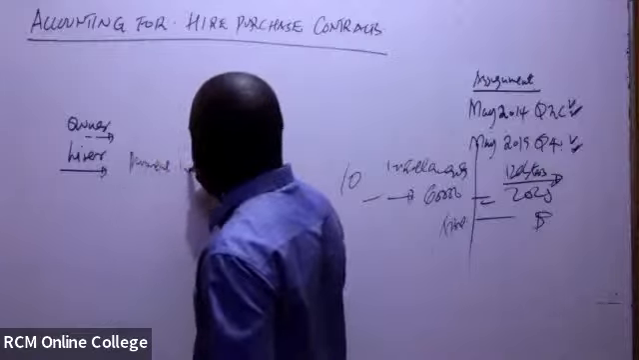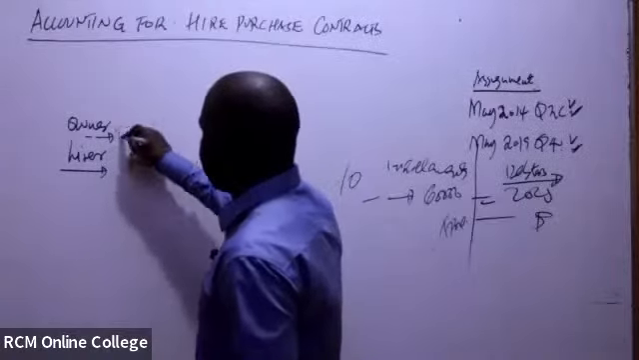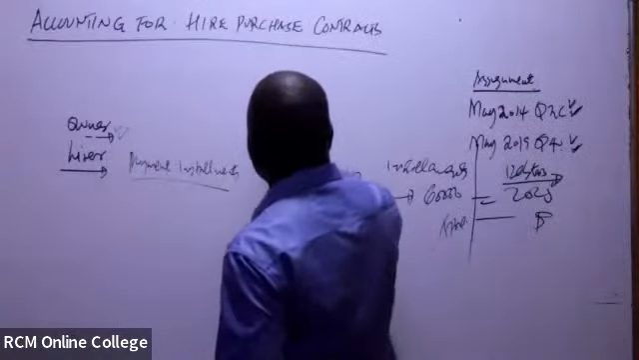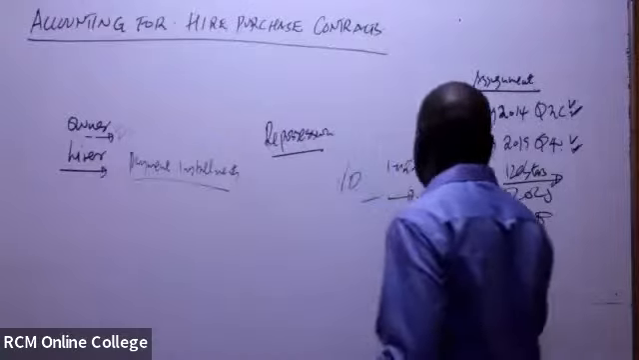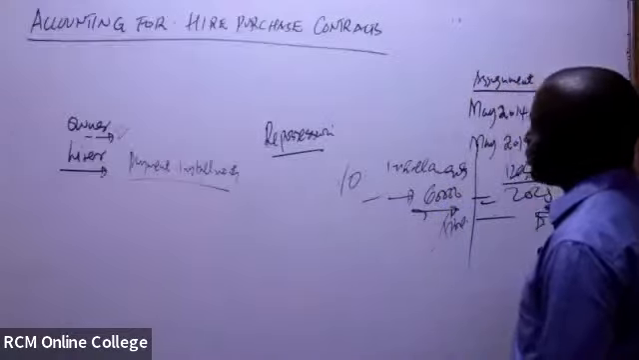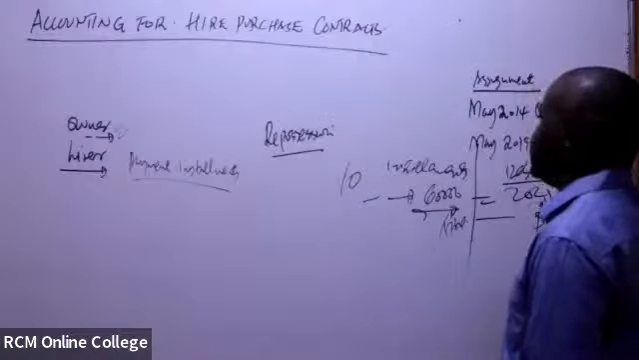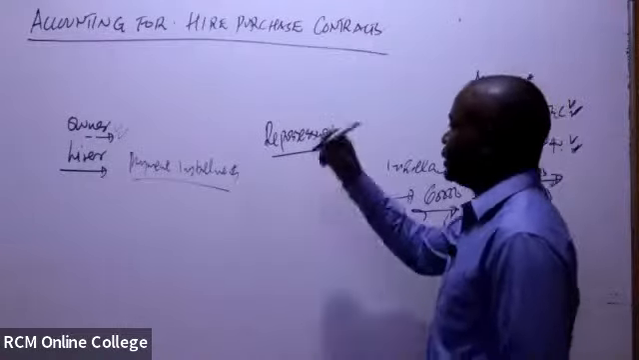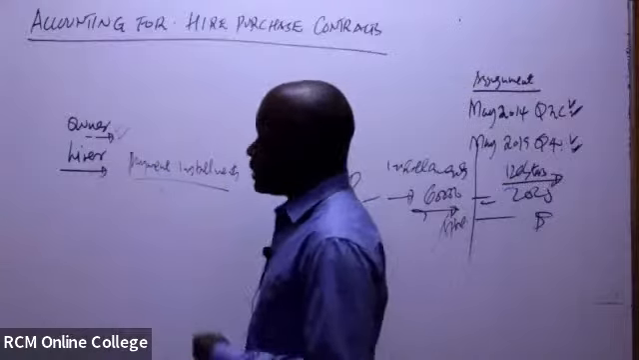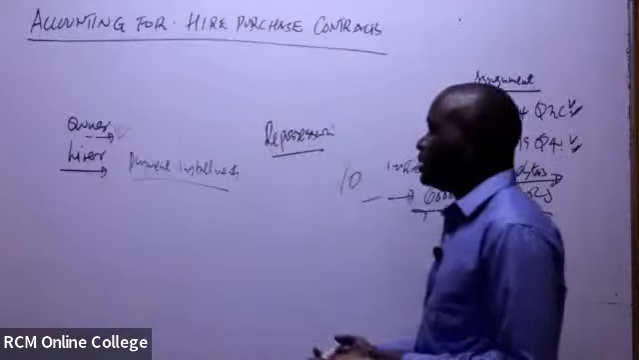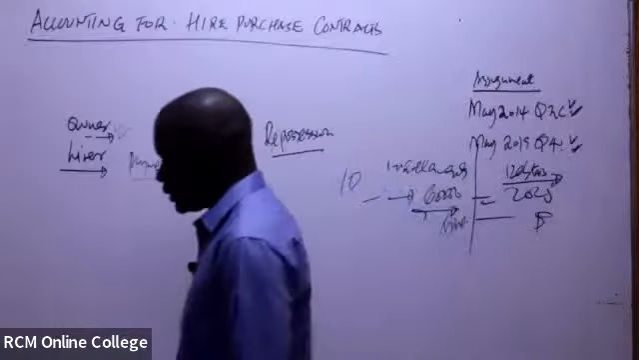If this is the case, then the owner will do what we call repossession. He will repossess the goods, because the customer has failed to pay the 60,000 installments. So dependent upon the agreement, he can repossess. If he has done repossession, how does he account for these repossessions in his books of accounts? That is what he'll discover through the accounting of hire purchase contracts.